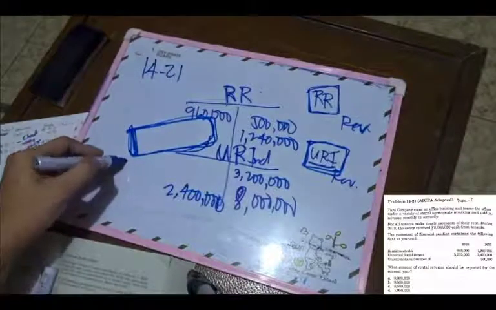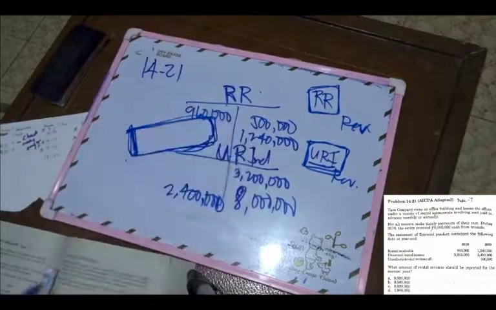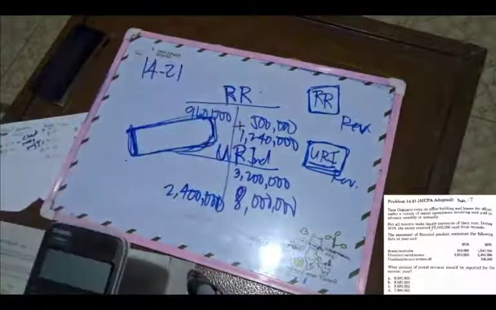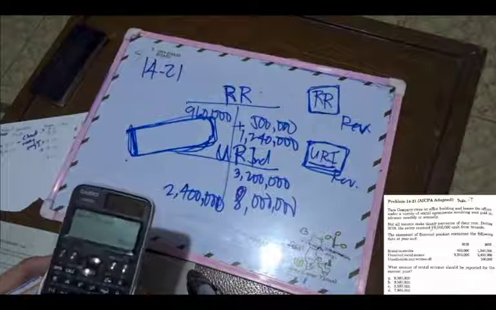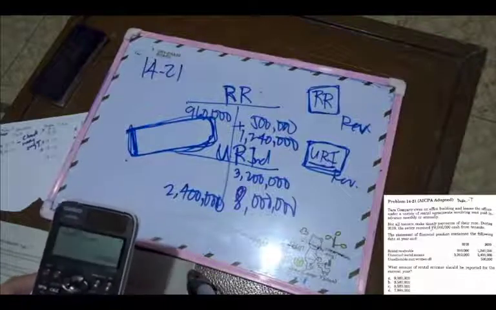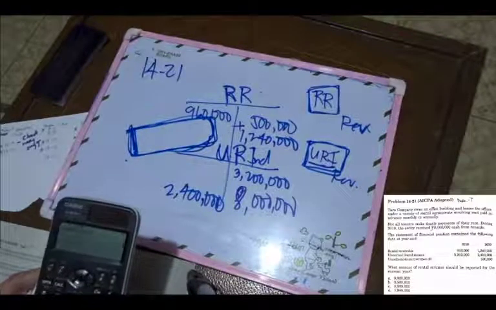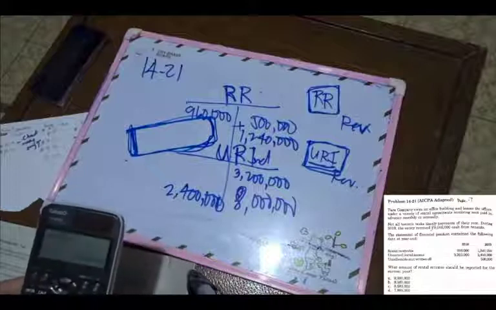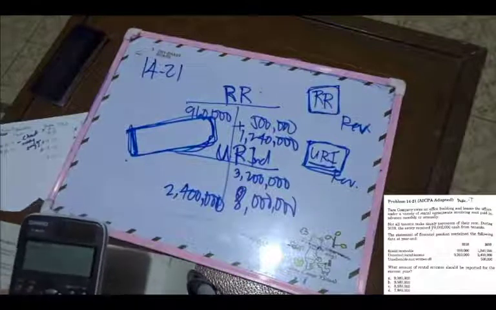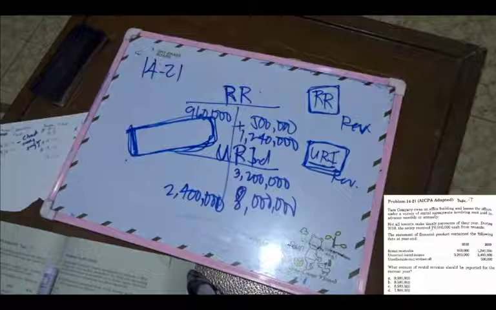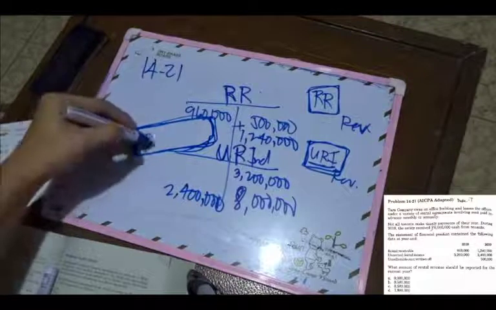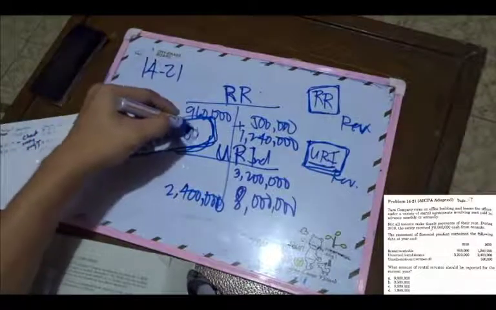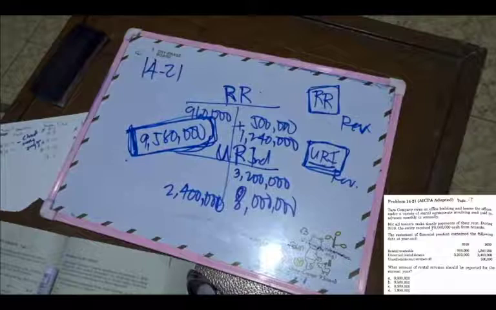So you compute for the balancing figure, that's 500,000 plus 1,240,000 plus 3.2 million plus 8 million minus 960,000 minus 2.4 million. That will give you 9,580,000. That's letter B.